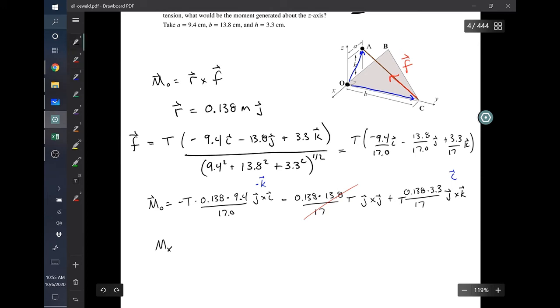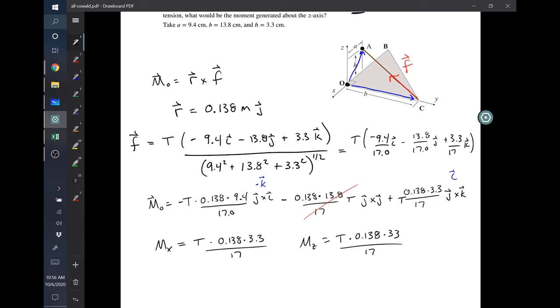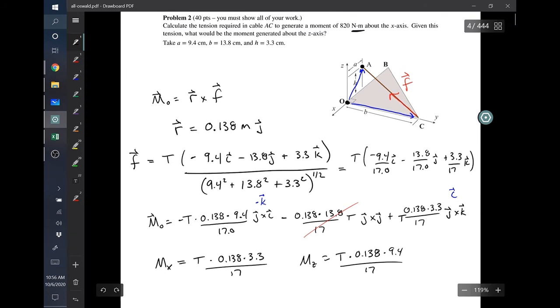So our x component of our moment is going to be equal to T multiplied by 0.138 multiplied by 3.3 divided by 17. And our z component is going to be equal to, the negative signs cancel out, and we get T multiplied by 0.138 multiplied by 9.4 divided by 17. Sorry, copied the wrong thing. And we go back up to the top.